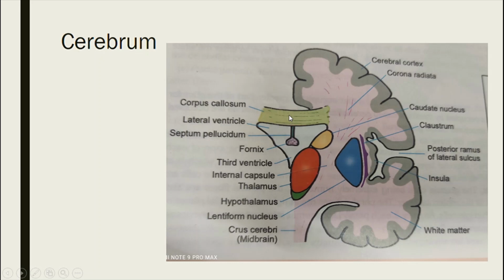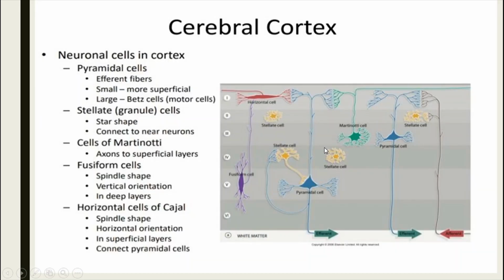In the cerebrum, this is the outer grey matter region and this is the inner white matter region, and this is also a grey matter collection. Basal ganglia and thalamus, diencephalon, all these are grey matter collections. So this outer cortical region, or the cerebral cortex, can be seen under the microscope like this. The cerebral cortex contains a number of different types of neuronal cells.